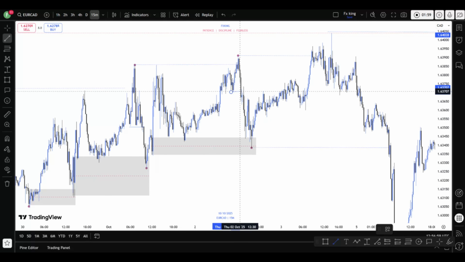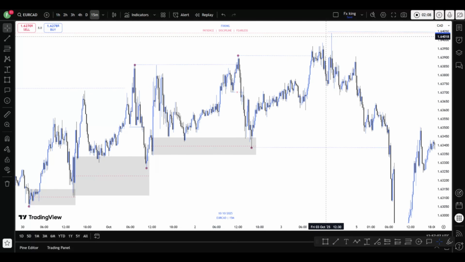This break of structure took out liquidity, which is this inducement that is sitting below this low here. So after taking out this inducement, the market went ahead, broke structure to the upside and could not sustain. So it went back down and gave us a change of character. This signals the start of our internal pullback.